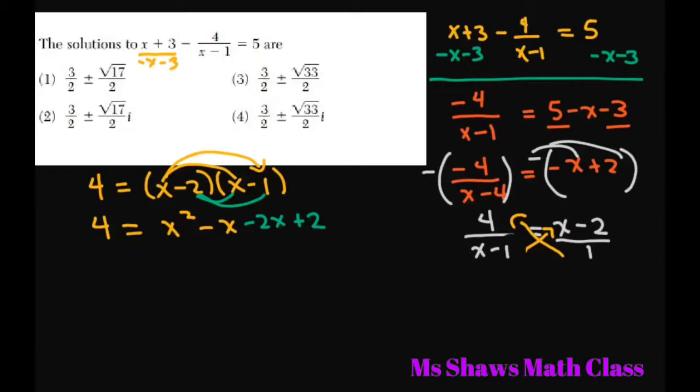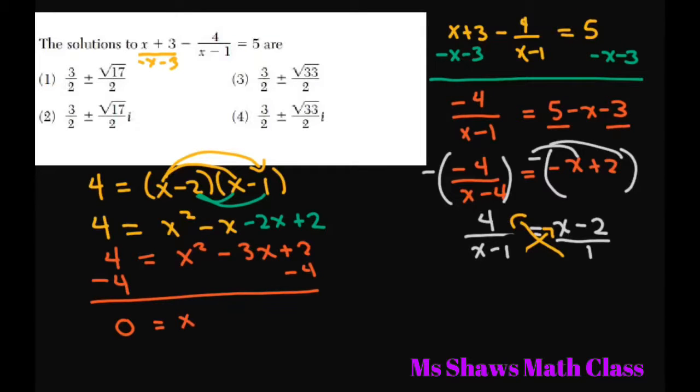All right, now we clean the right-hand side up a bit. So you have x squared minus 3x plus 2, and subtract 4 from both sides to set this to 0. And you're going to get 0 equals x squared minus 3x minus 2. All right, so once you get that, we're going to have to use the quadratic formula because this is prime and you can't factor it.